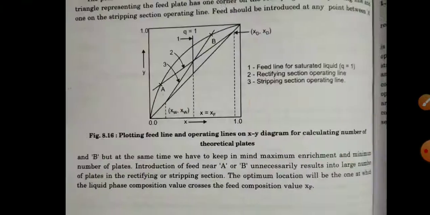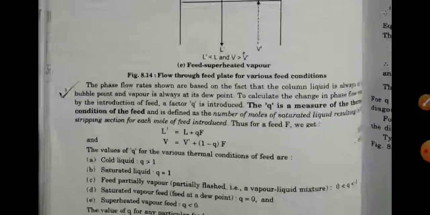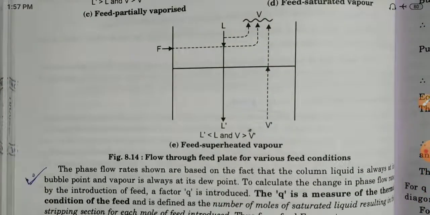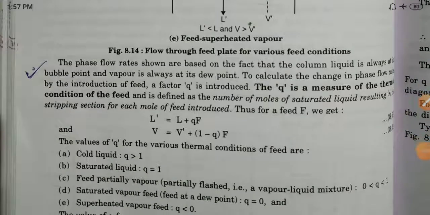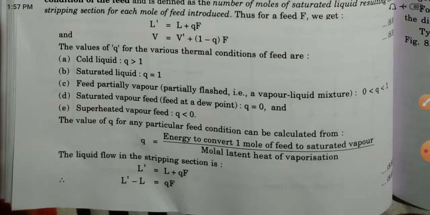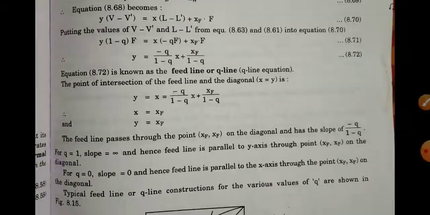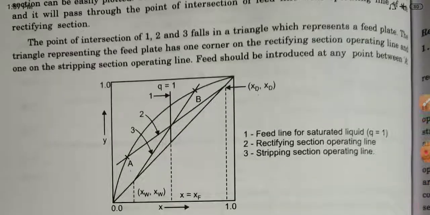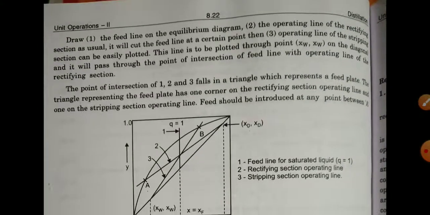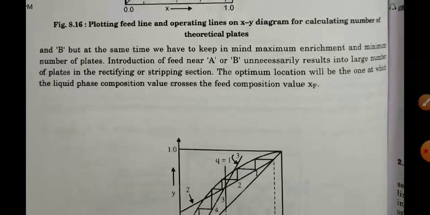Okay, then after, flow through the feed plate for various feed conditions, we will see the different feed conditions. After that, mainly we will see the phase flow rate for the Q line measures. Okay, this is its equation. Then we will complete the derivation, then after the graphical discussion part. Okay, so thank you so much.